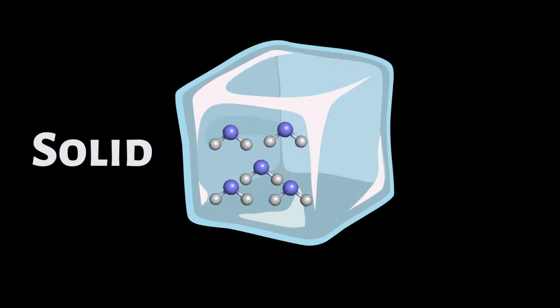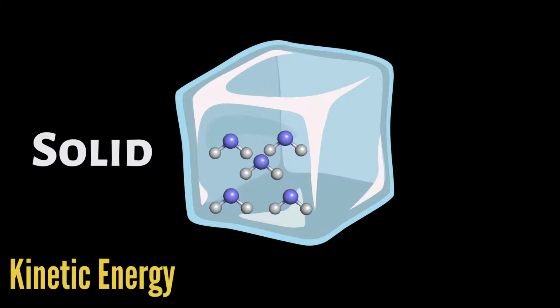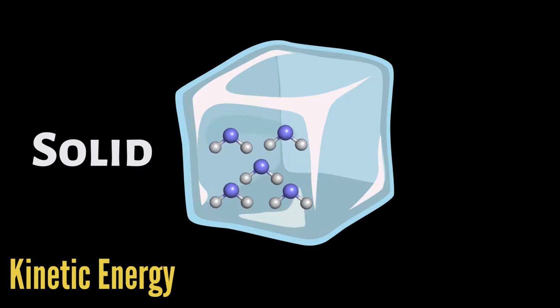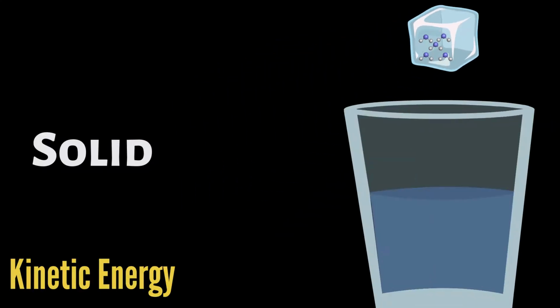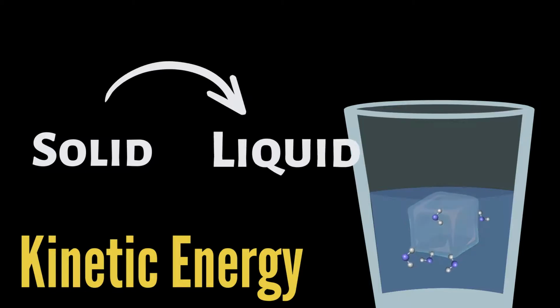In a solid, the water molecules are next to each other. They have some energy, called kinetic energy. So the molecules jiggle in place, but they don't move around much. That's why a solid shape doesn't change, because the molecules are fixed in position next to each other. If you raise the temperature, then the molecules have more kinetic energy, and they move around more. Eventually, they have enough energy that the solid melts into a liquid.